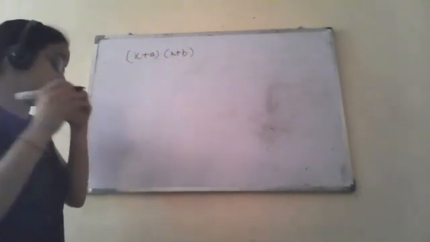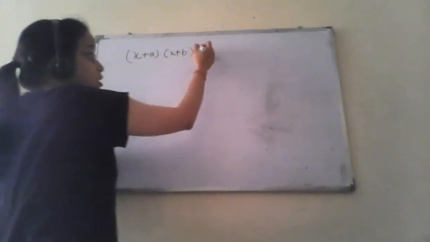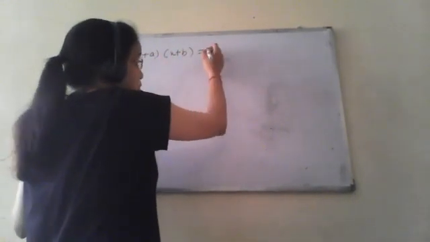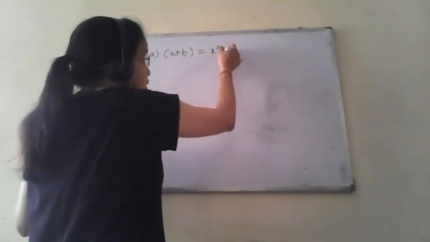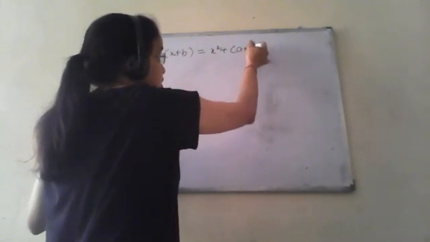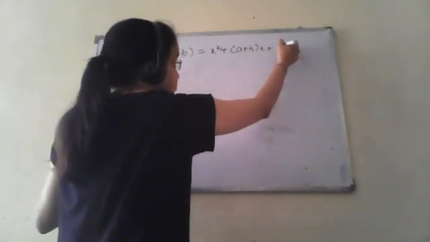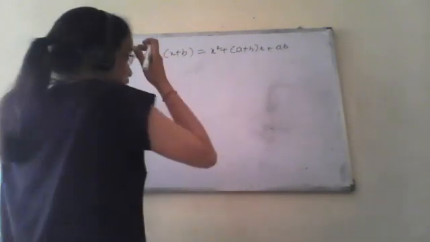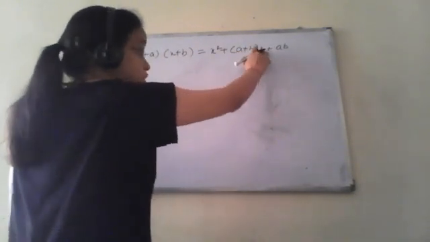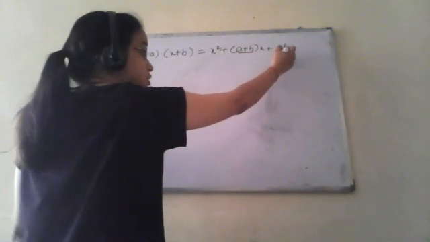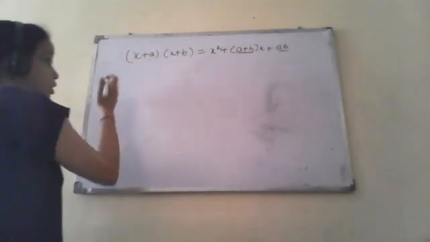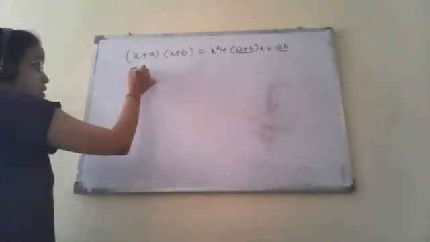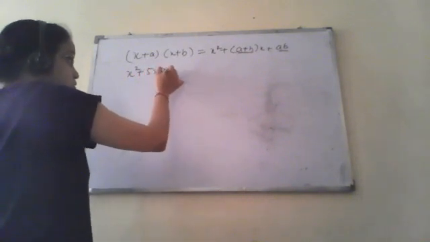In Chapter 9 I explained this identity. The product of these was x square plus (a plus b) into x plus a into b. So the coefficient of x is a plus b and the constant term is a into b. Now consider the expression x square plus 5x plus 6.